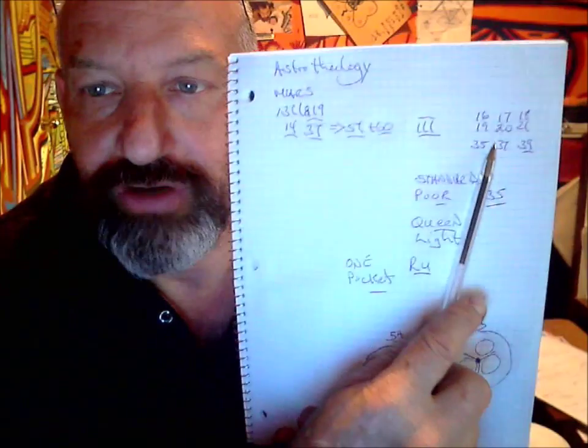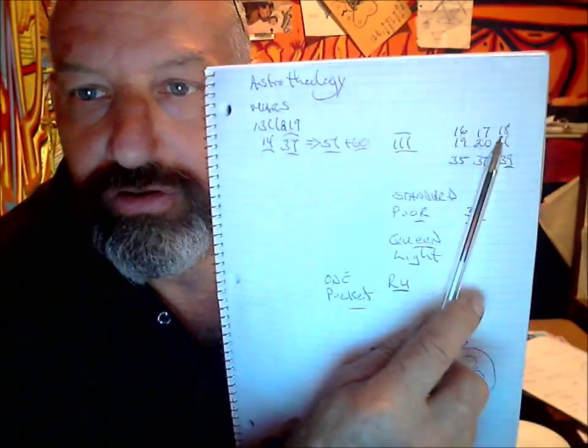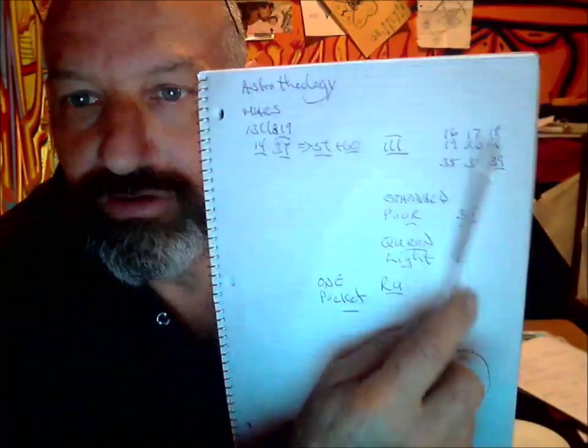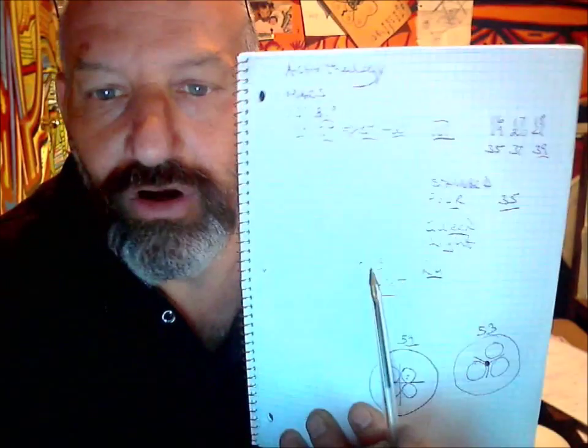R-U-S-T. S-T is 39. S is here. T is here. 39. R-U is 39. 22 would be the next level, but we can't get that bed in. RU is the one pocket.